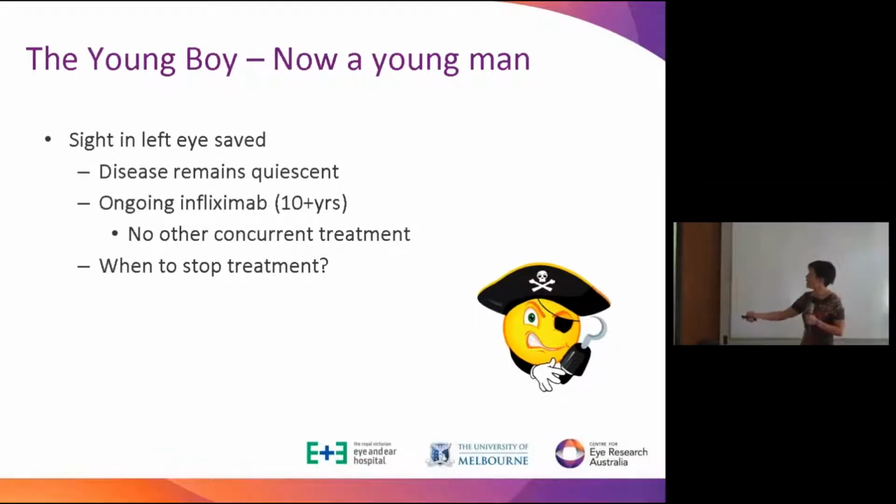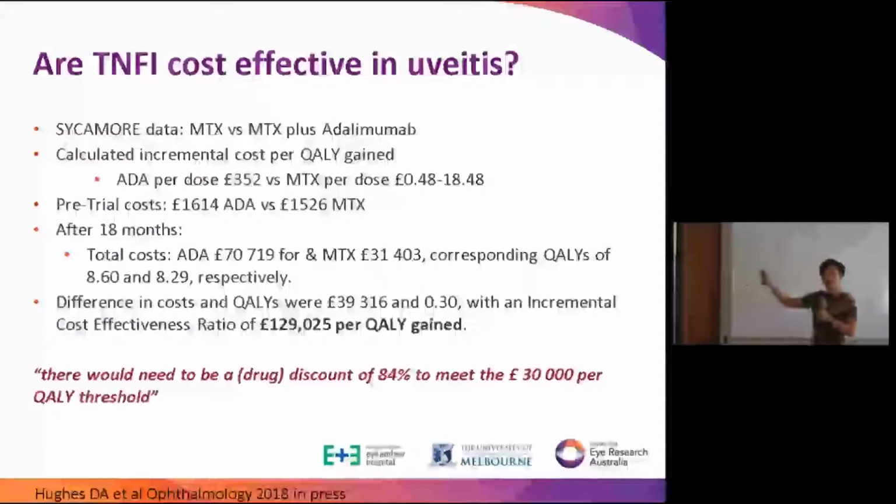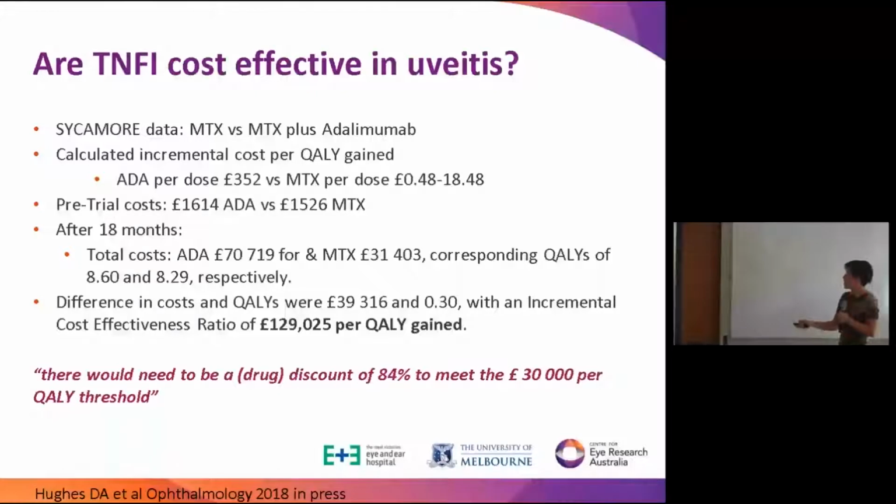Okay, and it comes to cost effectiveness, and this study might have come up on your horizon recently, published in Ophthalmology earlier this year, using the Sycamore data, which is Humira in JIA uveitis. So not sympathetic, not only eye patients, but patients with blinding disease. And they actually found, hold on to your hats here, the cost effectiveness ratio was £129,000 per single QALY. That's enormous.